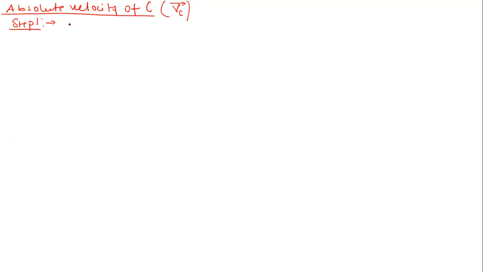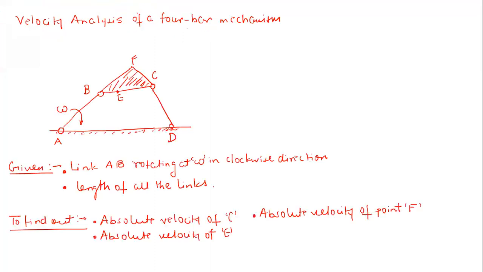Now, step one. In step one, simply write the vector equation. This should be your first step. Just to have a general idea, write the vector equation to calculate the VC vector. Let me take you back to the original diagram, and tell me what vector equation we can write down to find out this VC vector, or the velocity of this point C.